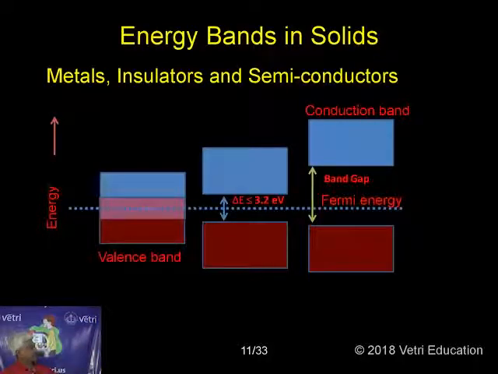In the diagram given, this is the valence band, this is the conduction band. In metals, they are overlapping. In semiconductors, they have a small energy gap, nearly 1 electron volt, or strictly speaking less than 3.2 electron volt. In solids or insulators, what happens? The forbidden energy gap is very large. The forbidden energy gap, the Fermi energy, is very large. Therefore, even if you are heating, it is not possible.